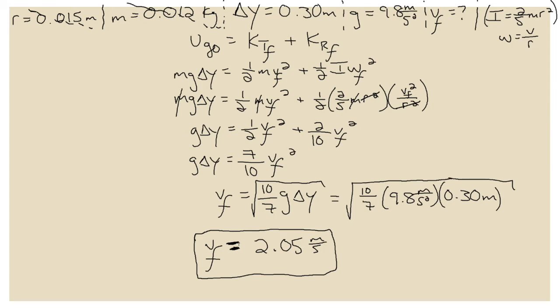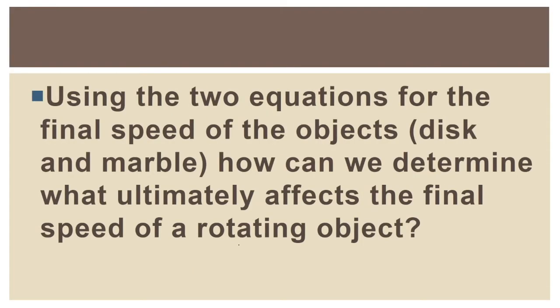Okay, so now I want to use this part of the video, now that we've done two of these calculations for basically the same setup, identical objects with the same mass and the same radius, just a different shape. I want to take a couple of minutes to really investigate what happened a little more and suss out some key concepts. The first question we're going to ask is, using the two equations for the final speed of the objects, the disk and the marble, how can we determine what ultimately affects the final speed of the rotating object?